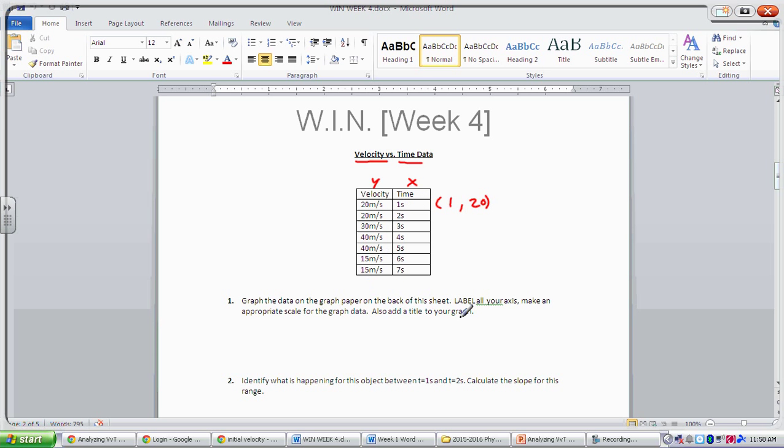Make sure that whenever you make these graphs that you label your axes. So make sure you put velocity and time there. Make sure you put the units, and that you also have a title for your graph, so you don't get points taken off for that. So make sure you have those two things labeled very clearly.